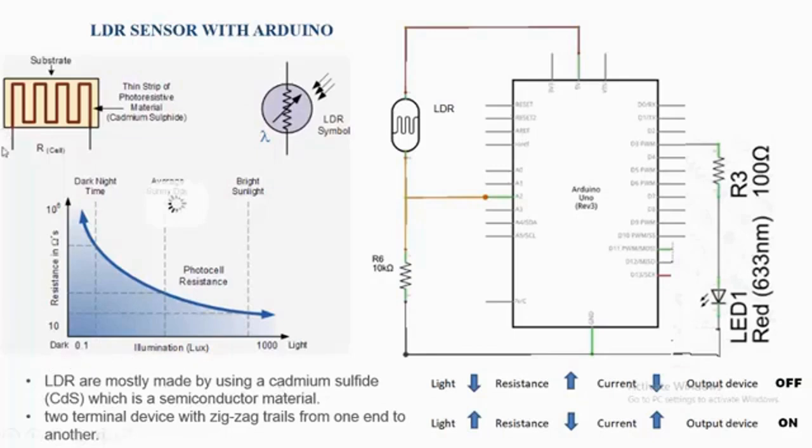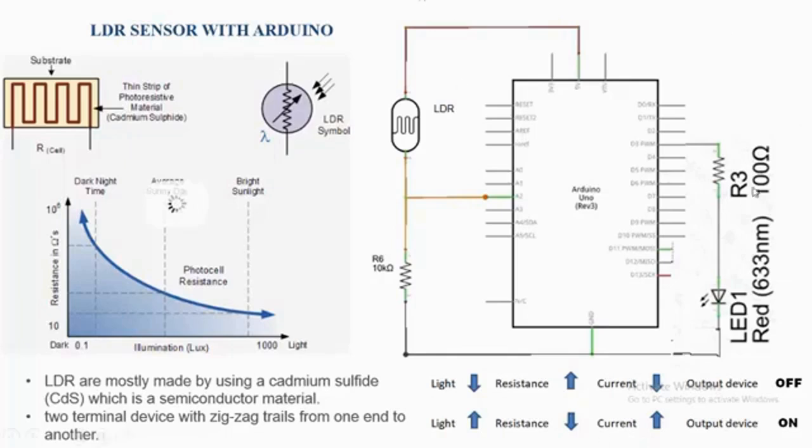This is one terminal. This is another terminal. So look here. This structure is a zigzag structure. Why is it required? That is to get the maximum resistance value. Here the resistance value in the dark position is in terms of mega ohm, and in bright lighting it is around 10 ohm.